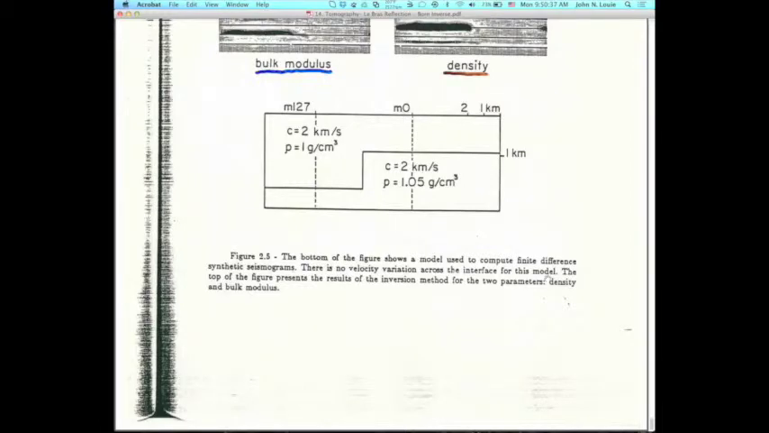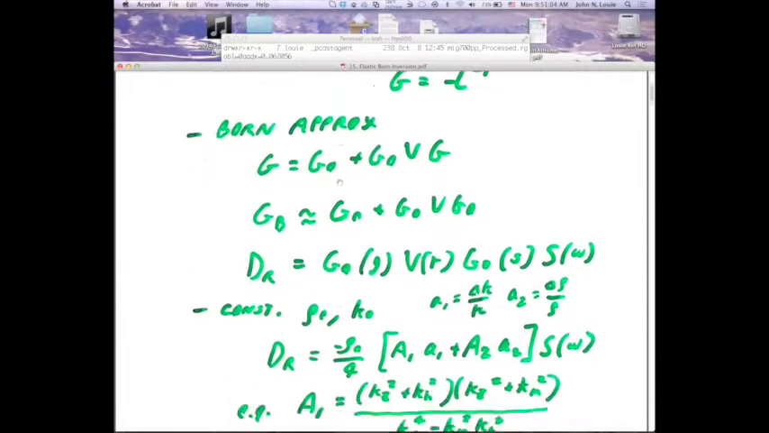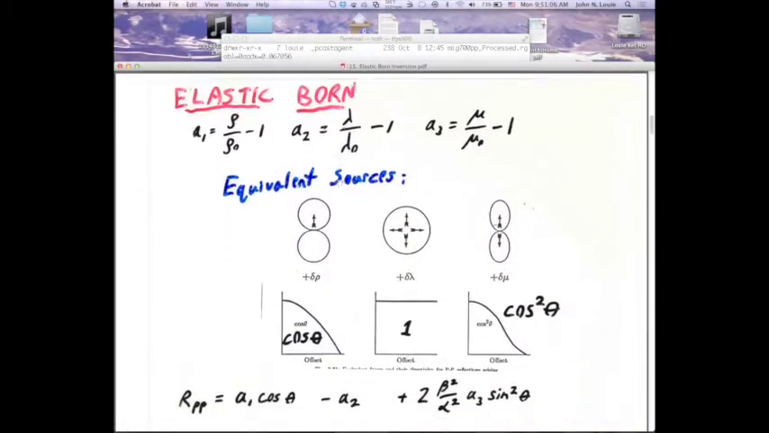I'm going to explain the elastic case before I show you the full inverse, or the full back projection. So let's look at that real quick. Okay, so what do we need to do in the elastic case? I mean, we might want to modify our capital A impedance contrast.